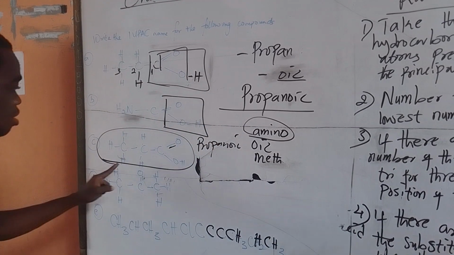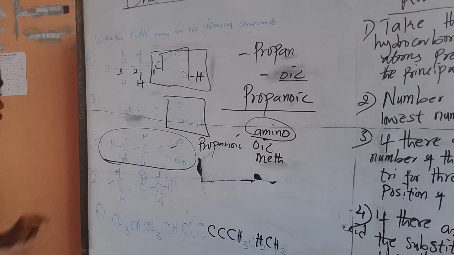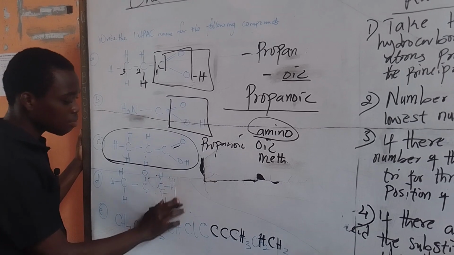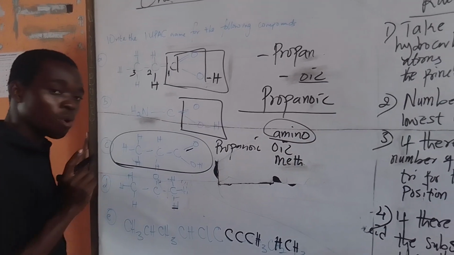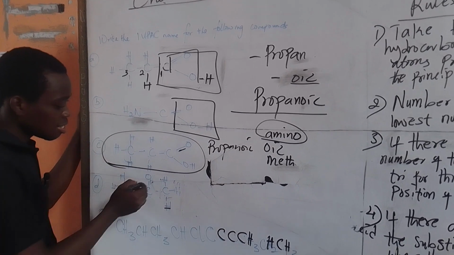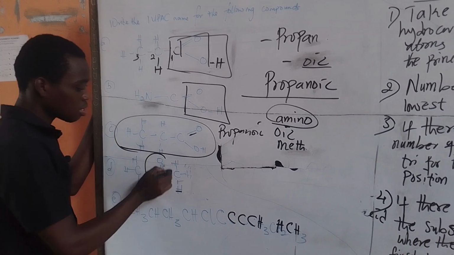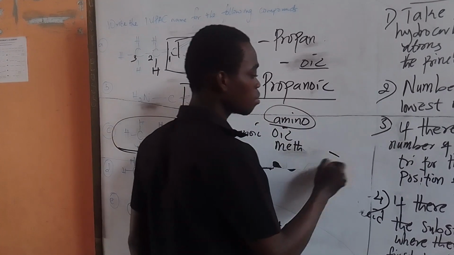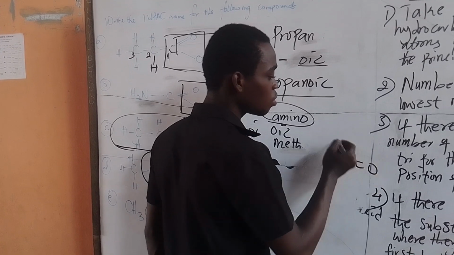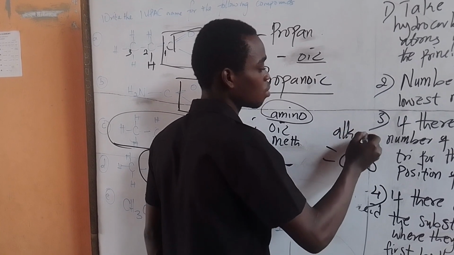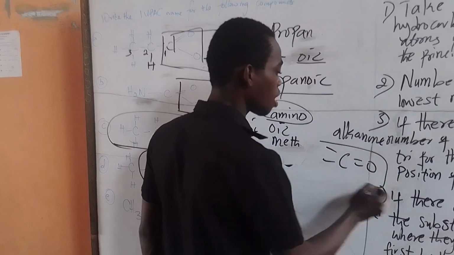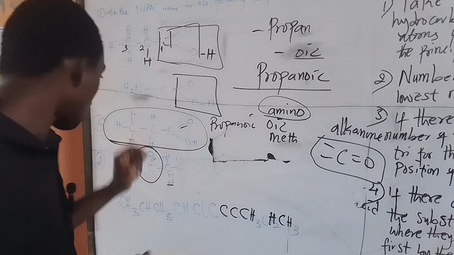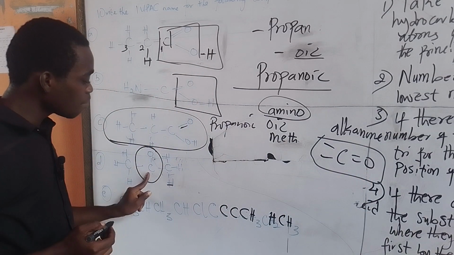Now let's look at this one. Here I have the first thing. When you look at a compound, first of all, try to get the functional group. I'm seeing the functional group, and where did I get it from? I gave you a functional group like this. So this is showing that it's from what? The alkanone, where a single C is double bonded to O.